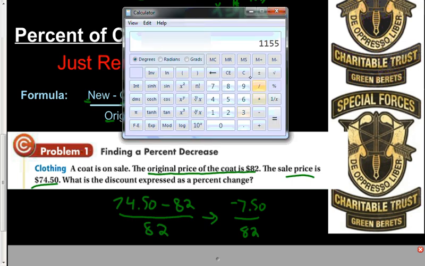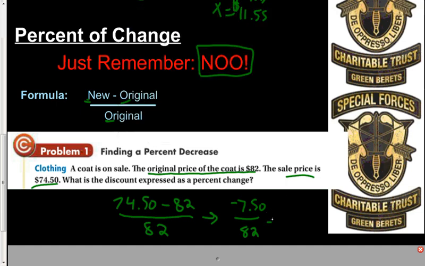So we get 7.50 divided by 82, and we know it's going to be a negative. So I get about, I'll round it to 0.09. Or that is also 9%. And what do you think it means if it's a negative? Well, that just means that it's a decrease. So it's a 9% decrease in price. So the price went down 9%. Maybe not as good of a deal as you thought, but I'll take 9% off anything.